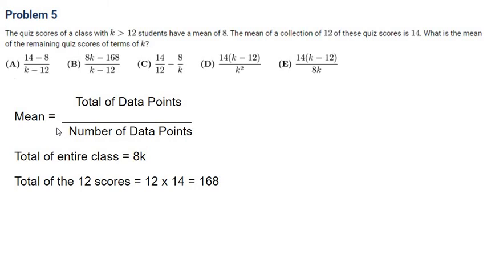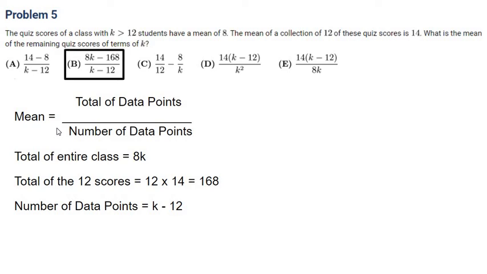Now to find the number of students, we simply do k minus 12, since we have k students and we're subtracting 12 of their quiz scores, which we already considered. Based on that, we can say that 8k minus 168, all over k minus 12, is the mean of the remaining quiz scores. Therefore, the answer is B.